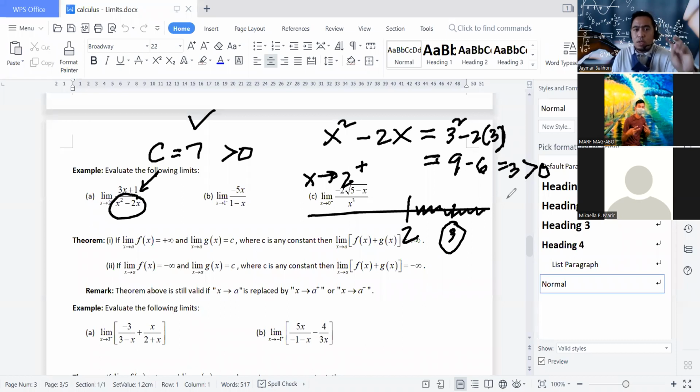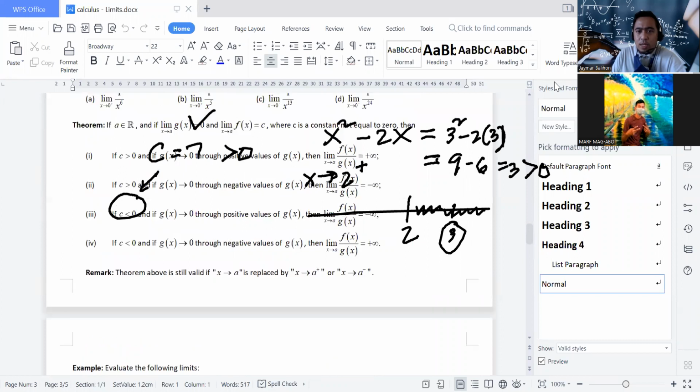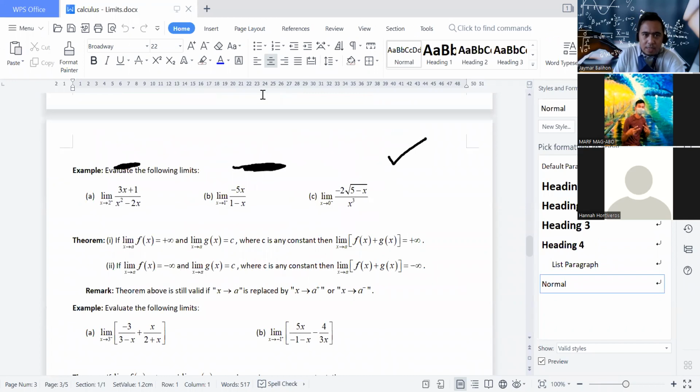So it is either case 1 or 2. Which case will we use? Case 1, sir. Very good, case 1. In case 1, if this is positive, your g of x approaches 0 through positive values. It is positive because 3 is greater than 0. So in that case, your answer is positive infinity. Clear? Yes, sir. So your answer here should be positive infinity.